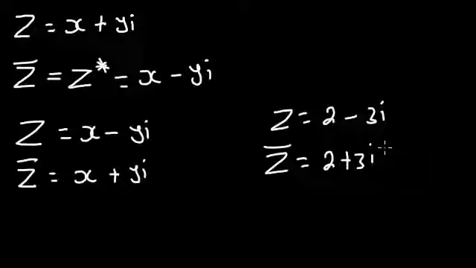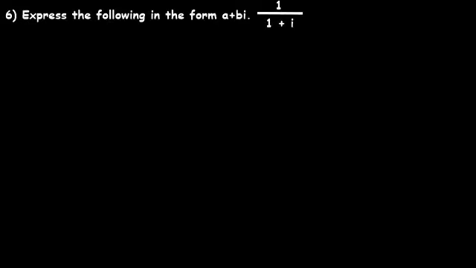Now that you know this, it's easy for us to simplify divisions of complex numbers. So on to example number 6. Express the following in the form a plus bi. Now, this is a real number divided by a complex number, but regardless, once you have a fraction, generally speaking, we pay attention to the denominator. 1 divided by 1 plus i.